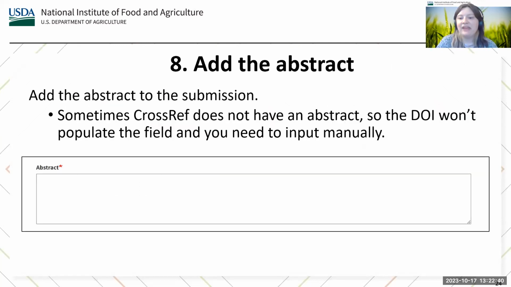Step 8, add the abstract to the submission. Sometimes Crossref does not have an abstract, so the DOI won't populate the field and you will need to input it manually. Pictured here is a screenshot of the abstract field.